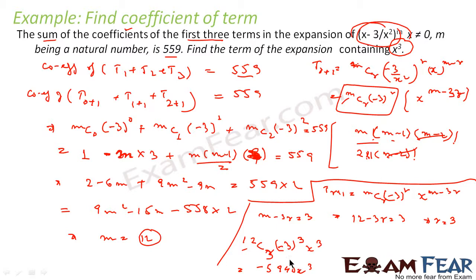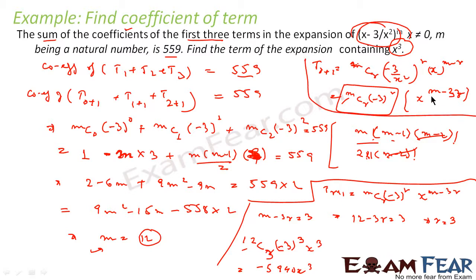So the term is minus 5940 x cube. What we have done here, we were told that the coefficient of the first 3 terms is equal to 559. So we have found the coefficient of the first 3 terms. We got the value of m is equal to 12. And then we also found T(r+1) is equal to mC(r) (minus 3)^r into x to the power m minus 3r. This is the equation we have already derived.